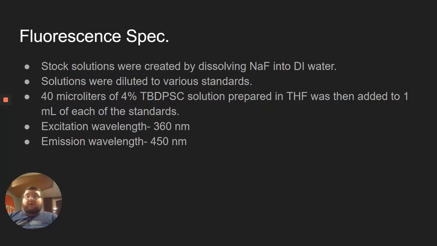The specifics on the fluorescent spectra were that the excitation wavelength was 360 nanometers and the emission wavelength was 450. That's about all that they gave for the fluorescent spectra, but it's really just about all that you need to gain an understanding of how the machine was set up.